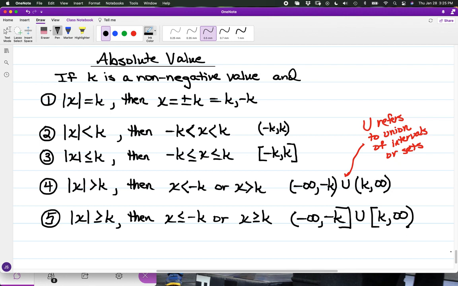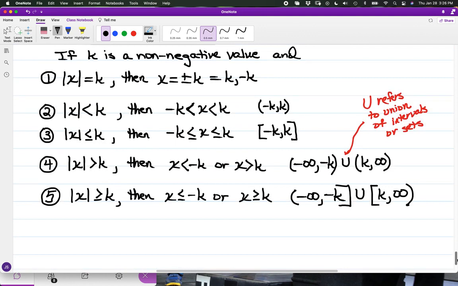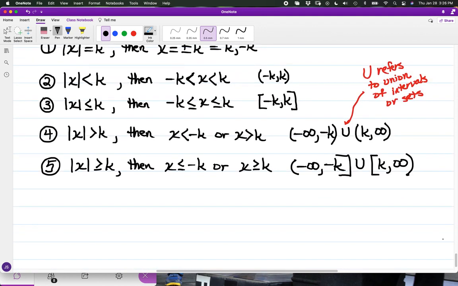And let me just give you a couple of cases where we have absolute value inequalities, and let's say we are looking at determining the interval solutions.